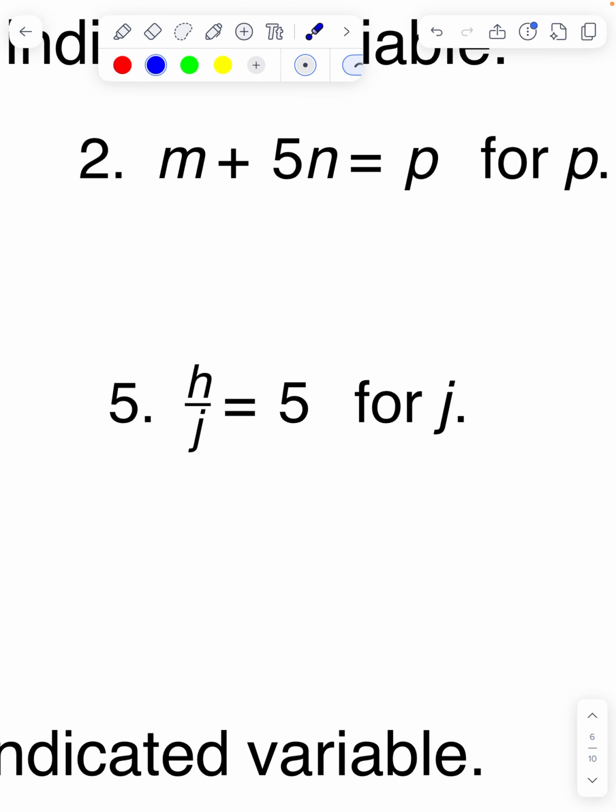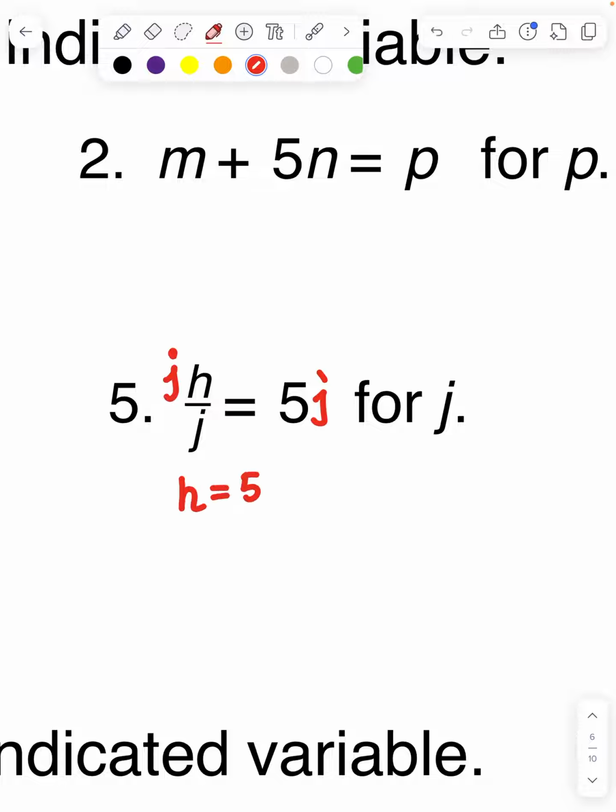Number 5, for J. J is at the bottom of H, right? So how do I get rid of the fraction? We don't like fractions. So I'm going to multiply by J on both sides, right? If I multiply J with the fraction, I'm thinking J is a whole number. We multiply J on both sides, so J cancels out.